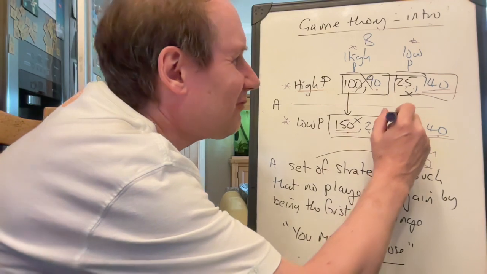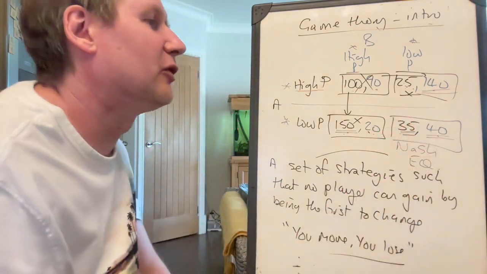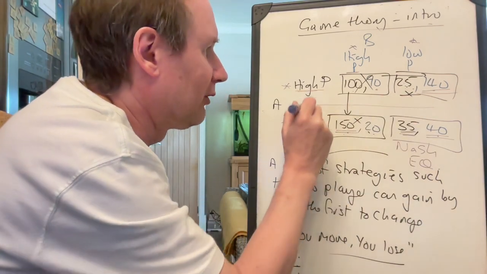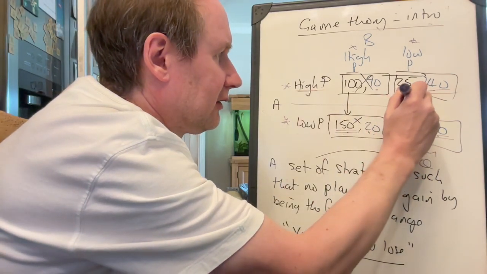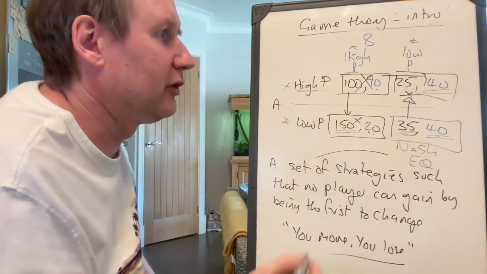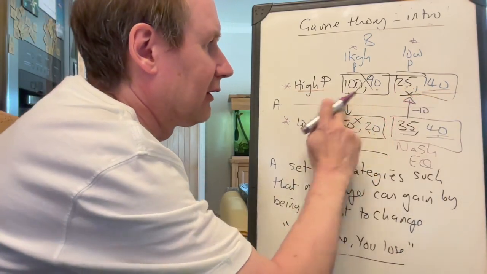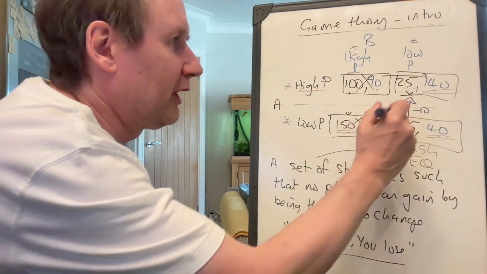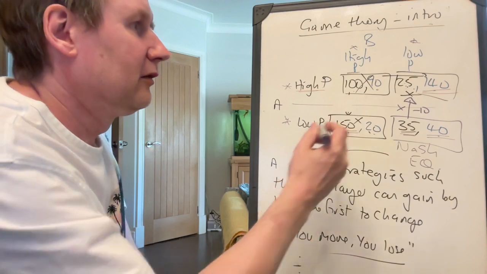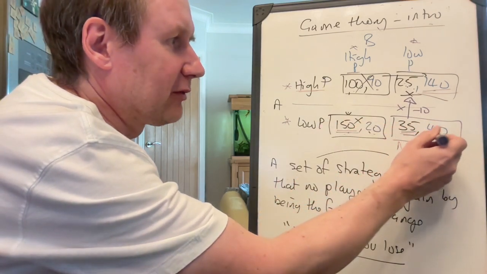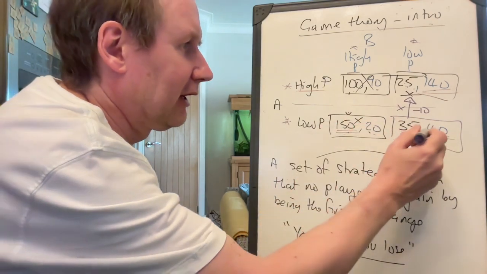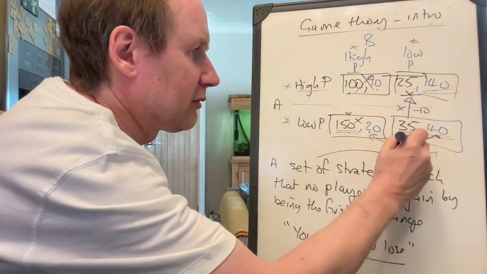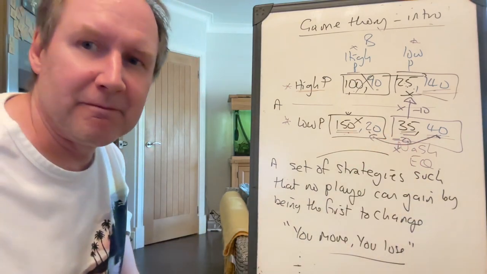But it's also a Nash equilibrium if we look at what happens when each player changes. If A changes from low to high, they would lose. They would get -10 by doing that. They go from 35 to 25, and therefore they don't want to do that. What about B? B has 40 in the bottom left by playing low. If they played high, they would go from 40 to 20. They would lose 20, so they don't want to do that.